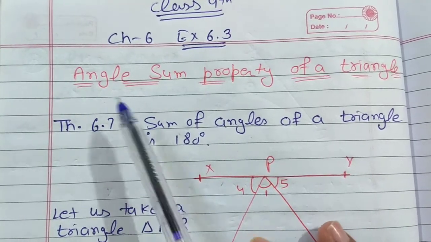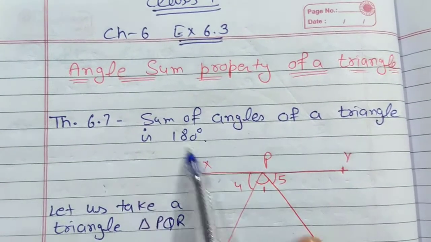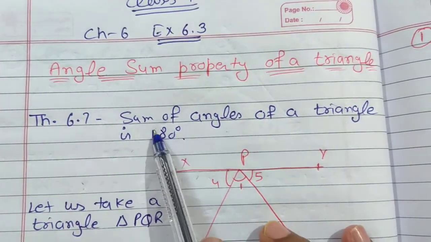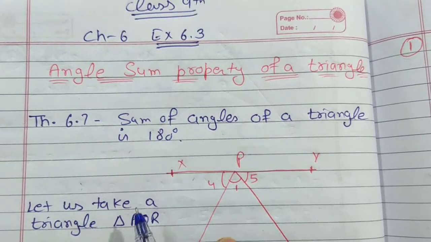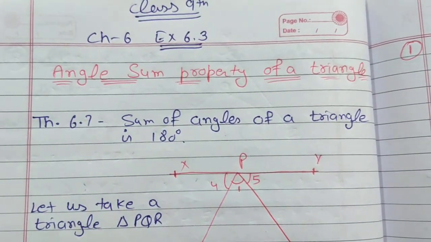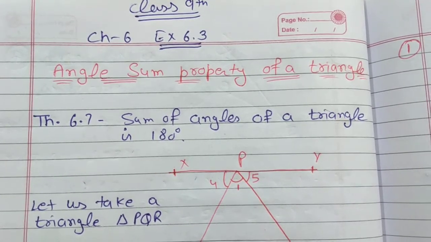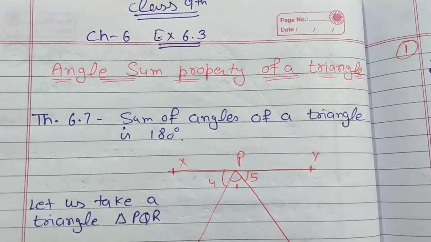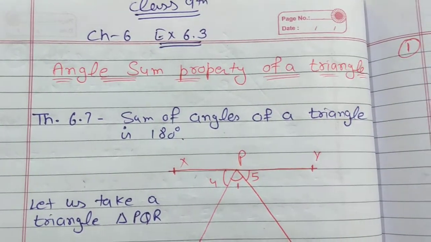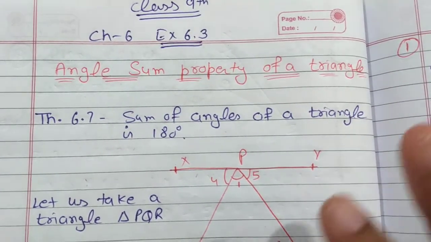This theorem is also known as the angle sum property of a triangle. And what is the theorem? That the sum of angles of a triangle is 180 degrees. As you know very well, whenever we add all the three angles of a triangle, the sum is always 180 degrees. But how is it always 180 degrees? How can we say that? So there is a theorem which proves this result.